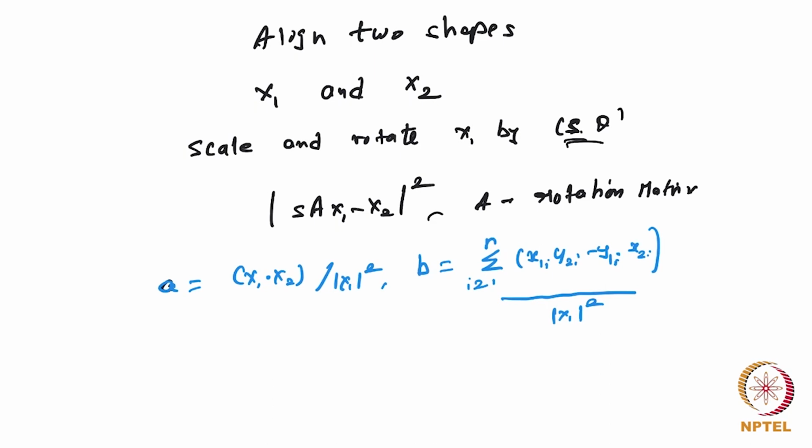So if the estimates are a and b, the scaling factor s squared is given by a squared plus b squared, and the rotation angle is arctan, or tan inverse, of b by a. So if you have two shapes x1 and x2, and you want to bring x1 in alignment with x2, then you have to scale x1 by this s and rotate by theta.